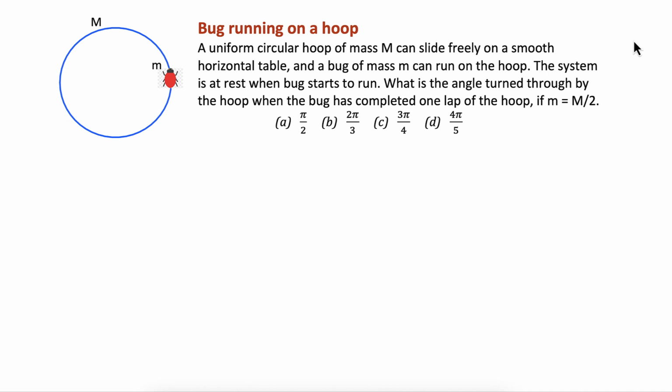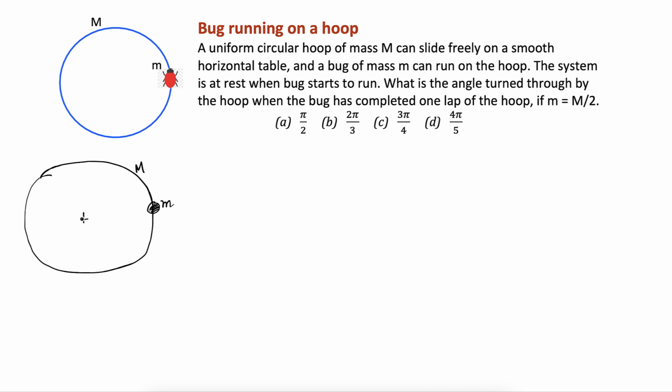Now the problem seems very simple because we think that there is no external force, hence the angular momentum must be conserved, and we get the omega, and then we figure out the angle that the hoop should turn through when the bug returns to the same point. But let's see what's going on. When we see the hoop, this is the center, and the bug is here. Let's say this is mass m and the hoop is of mass M.